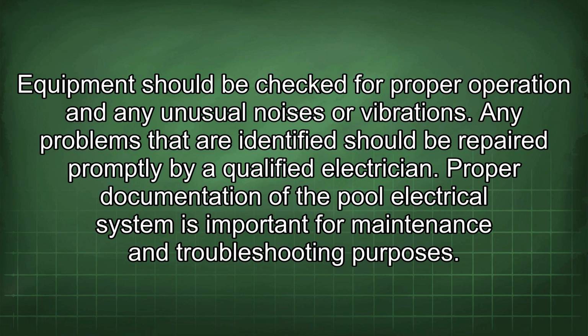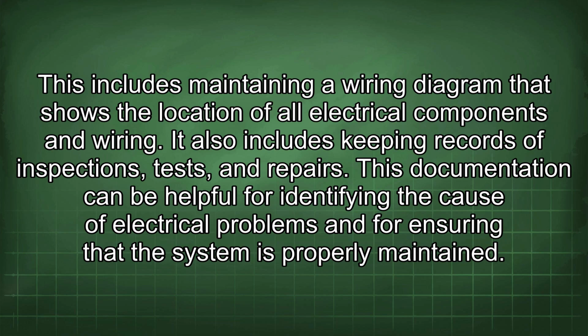Proper documentation of the pool electrical system is important for maintenance and troubleshooting purposes. This includes maintaining a wiring diagram that shows the location of all electrical components and wiring. It also includes keeping records of inspections, tests, and repairs. This documentation can be helpful for identifying the cause of electrical problems and for ensuring that the system is properly maintained.